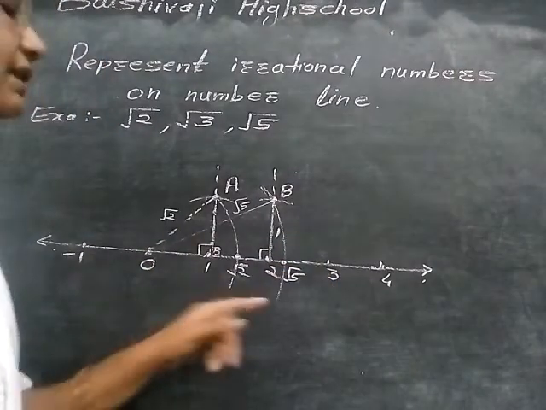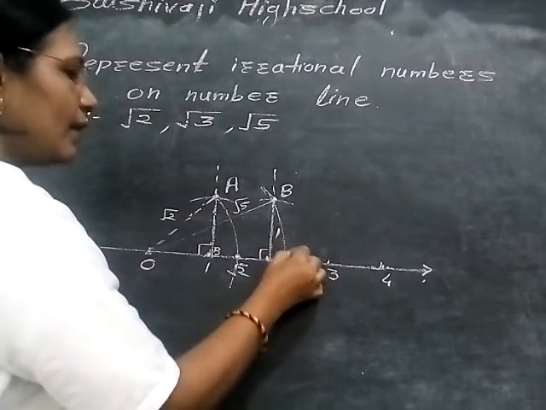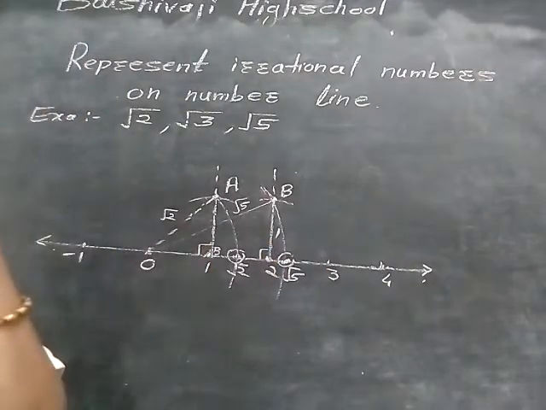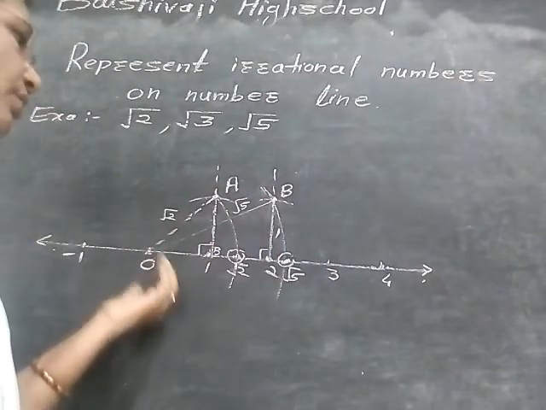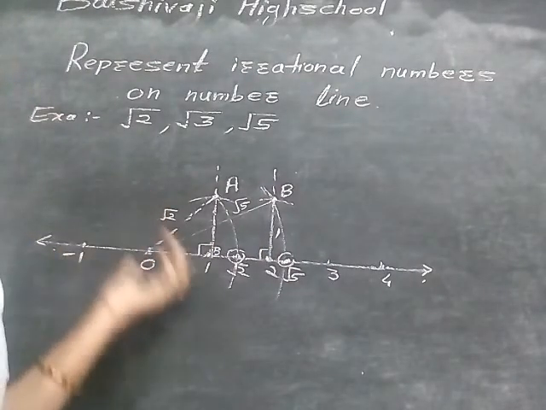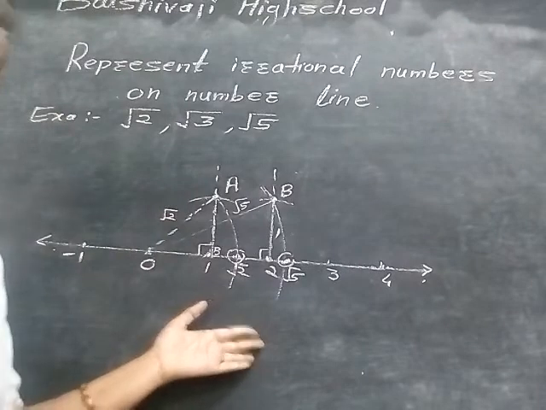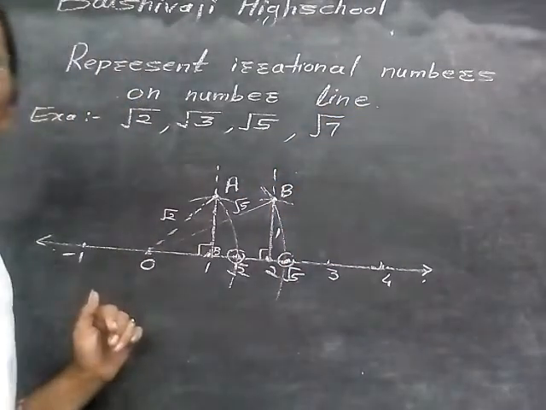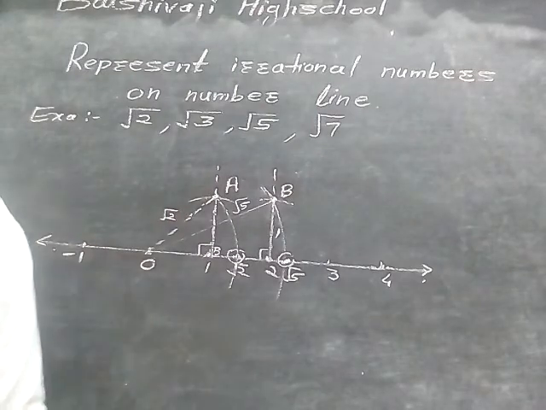In this manner we can represent root 5 on a number line, root 2 on a number line. Also we can represent root 3 on a number line, or root 7 on a number line by using the concept of the Pythagoras theorem.